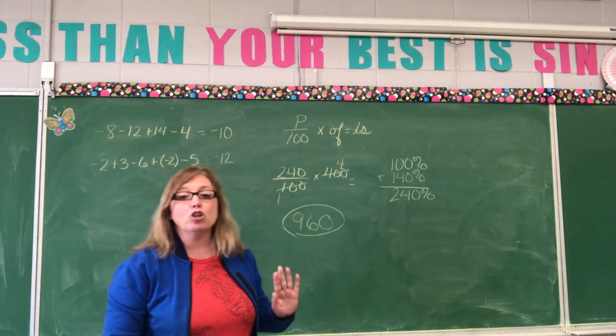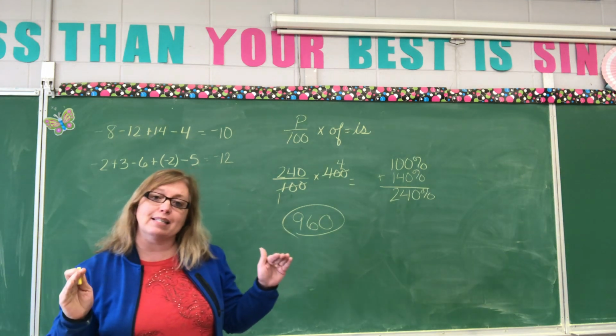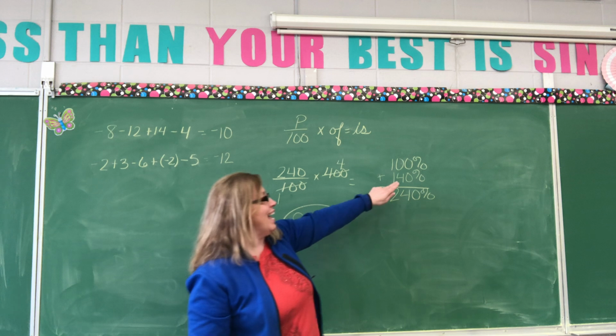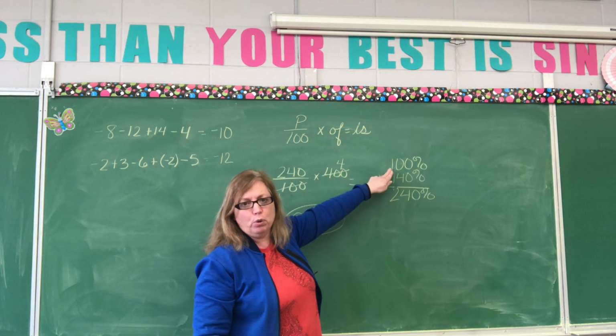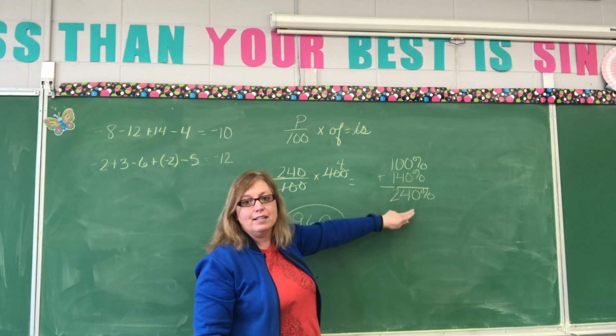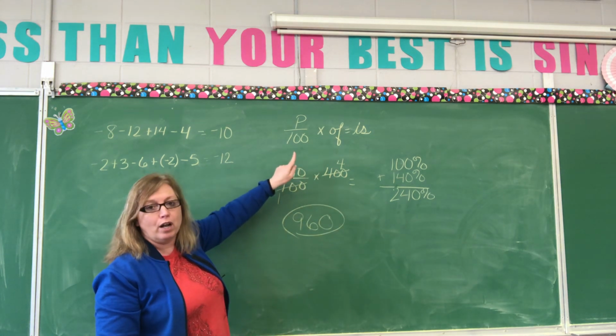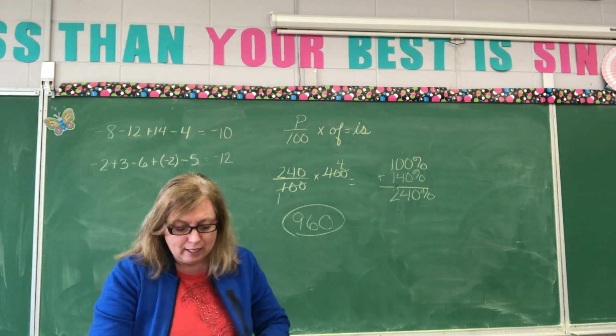So, when it tells you that something increased 150%, 180%, you need to add that number to the 100% that they already had to get your new percent before you put it over 100. Okay? Let's look at the next one.